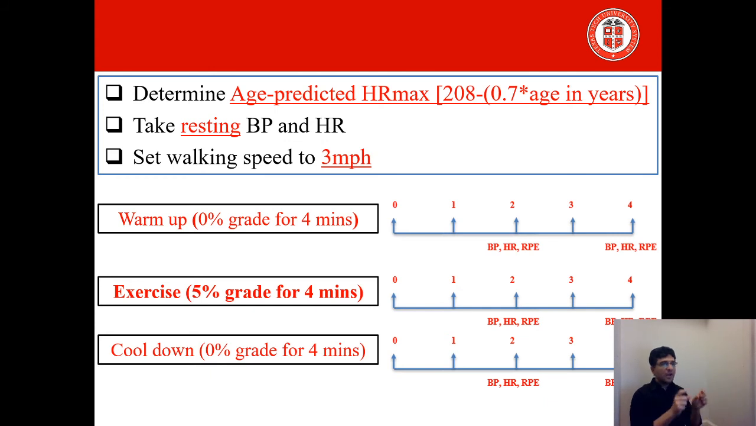And you will record RPE, heart rate, and blood pressure every 2 minutes throughout the test. So for the 12 minutes, you will record these 3 measurements 6 times. I think it's pretty straightforward, and if you still have questions, I'm more than happy to answer in the lab.